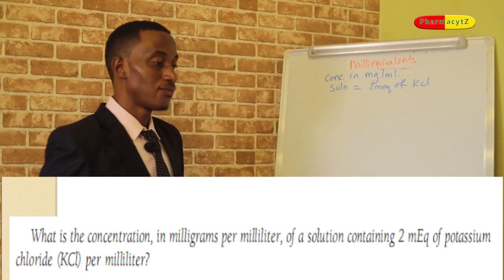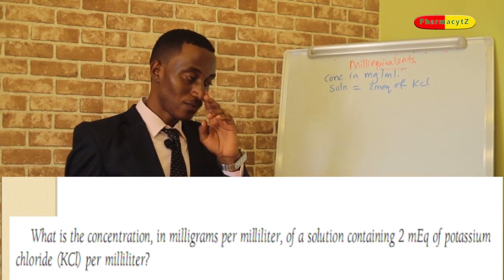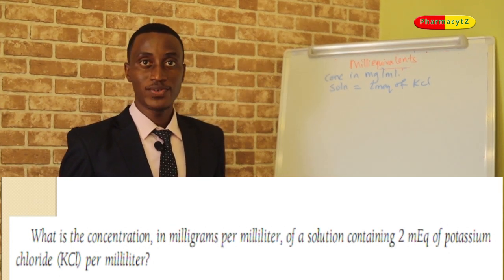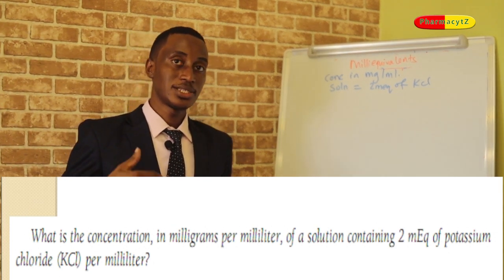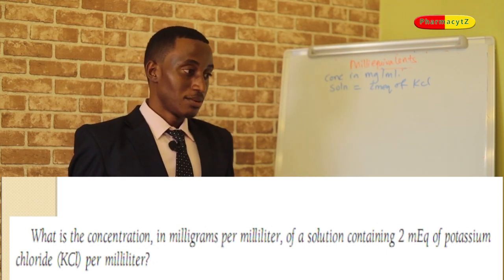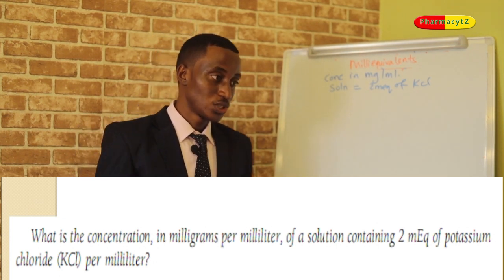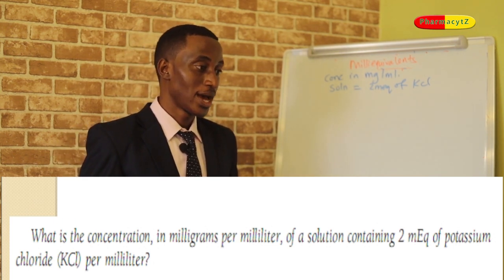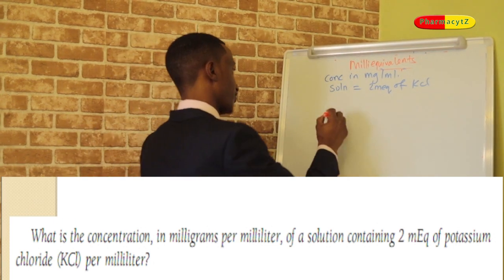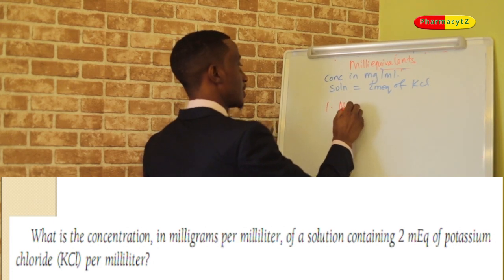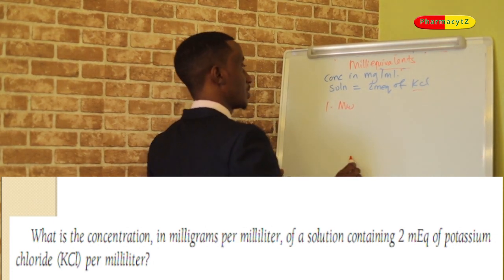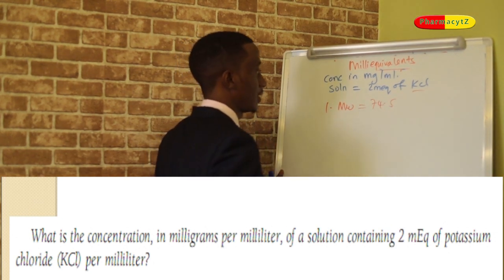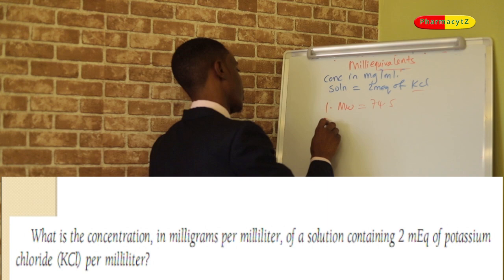So to perform such a question, you need to have at least 3 steps. First, find the molecular weight, then find the equivalent weight, then multiply the equivalent weight to what you got, then you shall have the number of milligrams required. So step 1, find the molecular weight of the substance. So that is potassium chloride. Its molecular weight is 74.5.